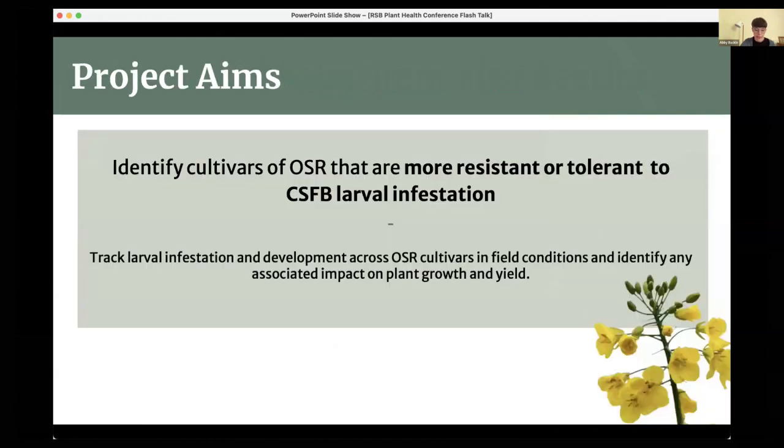So I focus specifically on the larval stages, and the larvae feed within the petioles and the stems of the plants, and they impact things like crop vigor, reducing overwintering success, and decreasing the plant's frost tolerance. So my project aimed to identify cultivars of OSR that are more resistant or tolerant to cabbage stem flea beetle larval damage. And to do this, we tracked larval infestation and development across different OSR cultivars in field conditions and looked at any associated impact this had on plant growth and yield.